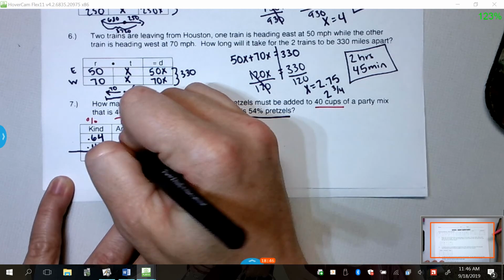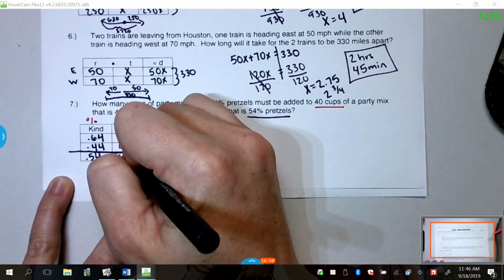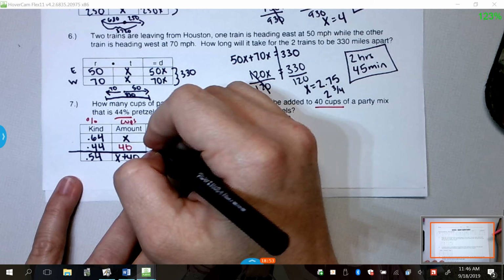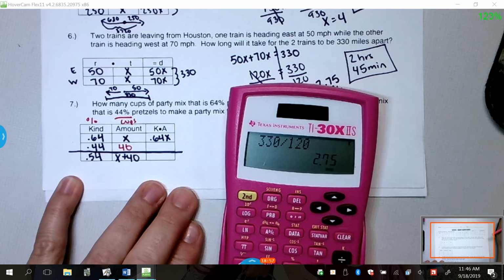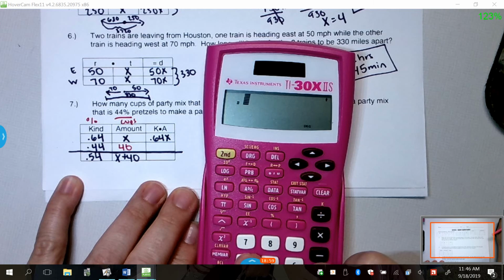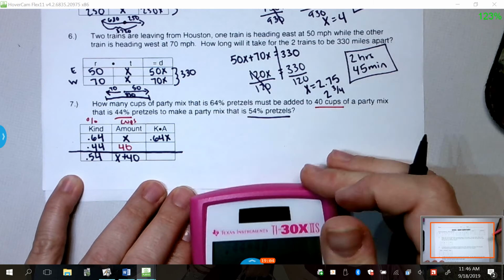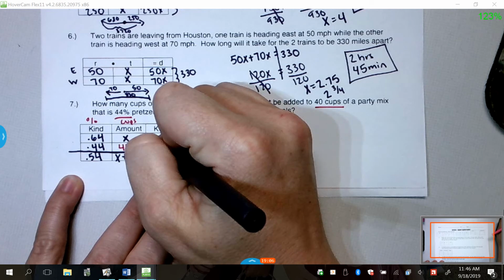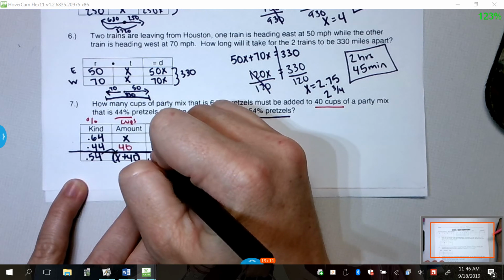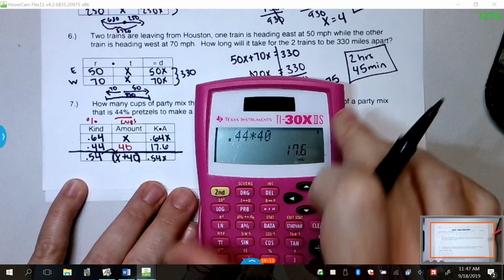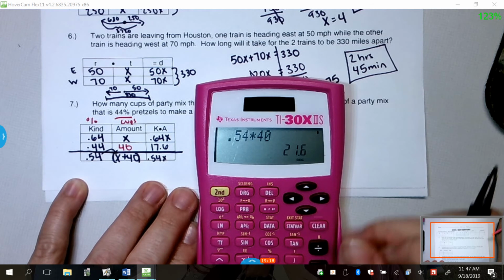So we don't know this. Remember, our total amount is just these two added because we're combining them. Okay, and now we multiply. So this is going to be 0.64x. Okay, here we can get 0.44 times 40. That gives me 17.6. And here we have to distribute. Okay, 0.54x and then 0.54 times 40 is 21.6.